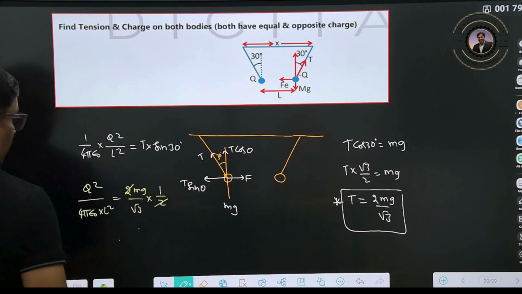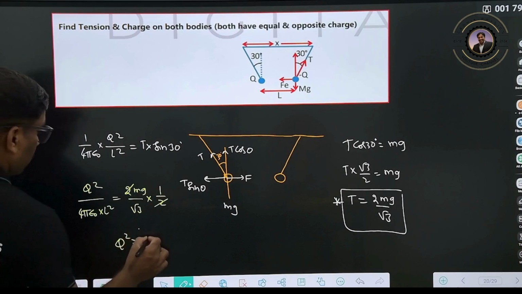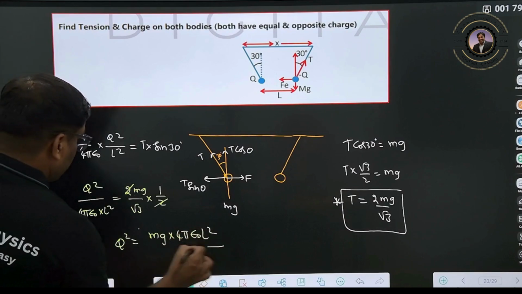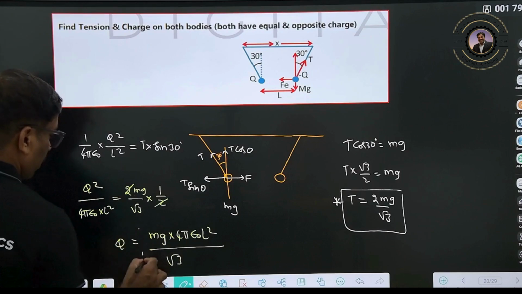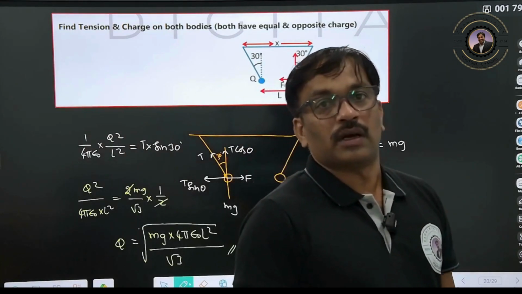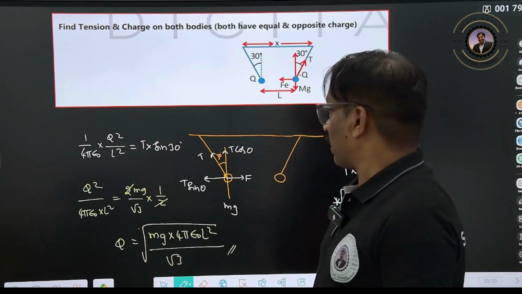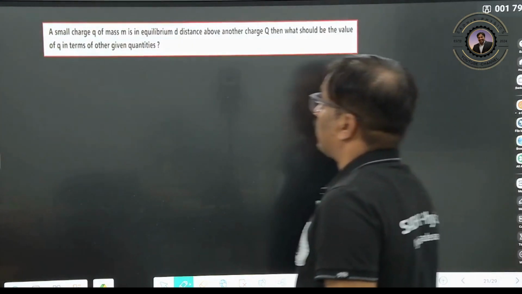1 by 2. Therefore it gets cancelled out, no? So taking this, q square is equal to mg into 4 pi epsilon naught into L square by root 3. Since there is a square, you can apply the root. So this is the charge on this one now, right? Clear? So a very simple question, no? Then we can go for one more question.